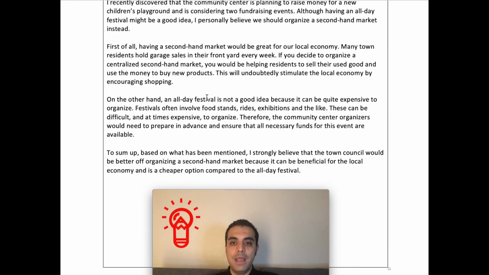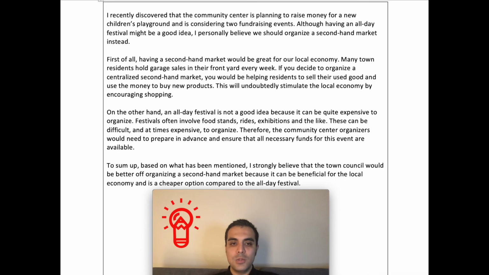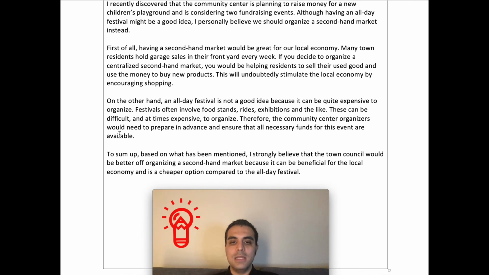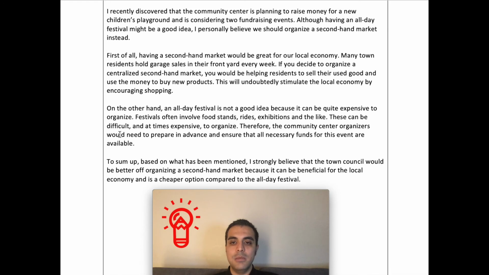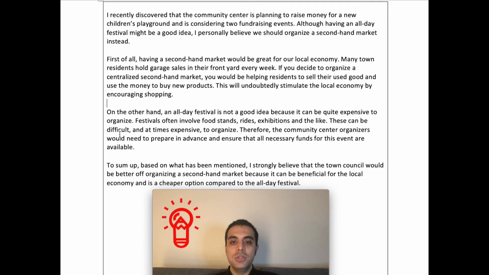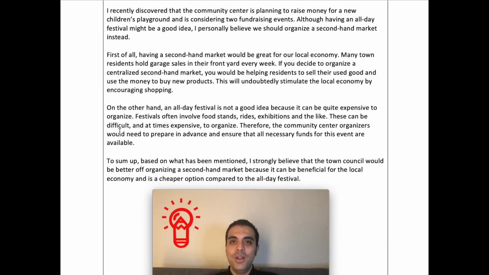To sum up, based on what has been mentioned, I strongly believe that the town council would be better off organizing a second-hand market because it can be beneficial for the local economy and is a cheaper option compared to the all-day festival. So notice that I reviewed both of my reasons. I didn't ignore any of them. And so there you go. That is a sample response to a survey task.